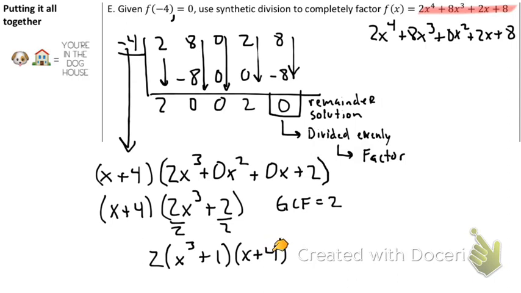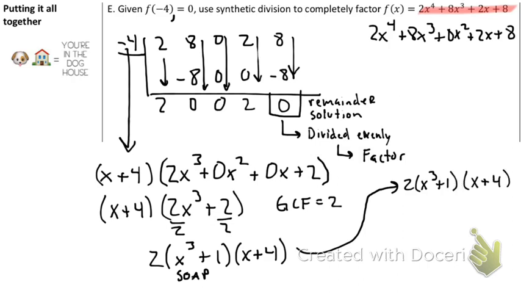We already know we can't factor x plus 4. But if you look at x to the third plus 1, we have another factoring method, and what you should notice is that this factoring method is SOAP. So let's continue this problem over here. We have 2 times x cubed plus 1 times x plus 4, and we are going to SOAP this.